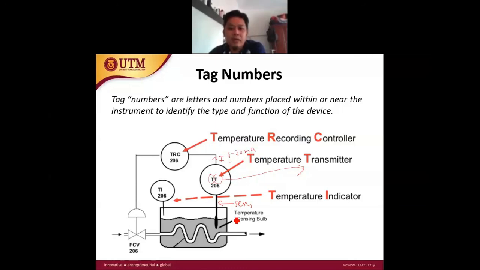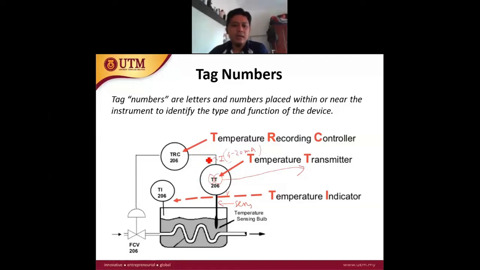So the output from the temperature sensor could be voltage, and then this transmitter converts the output voltage of the temperature sensor into a proportional current signal, 4 to 20 milliamp. Usually in the industry we convert the signal into current because current is less susceptible to noise.